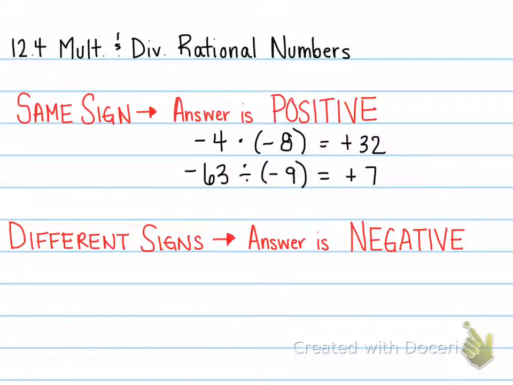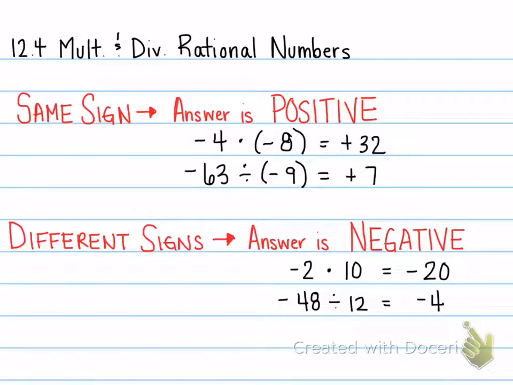On the other hand, if the signs are different, your answer is always negative. And it doesn't matter which number is bigger, it's always negative. So if I do -2 times 10, it is -20. Even though 10 is bigger and it's positive, signs are different, so it's negative. If I do -48 divided by 12, the answer is -4.